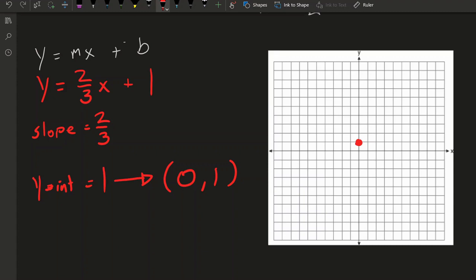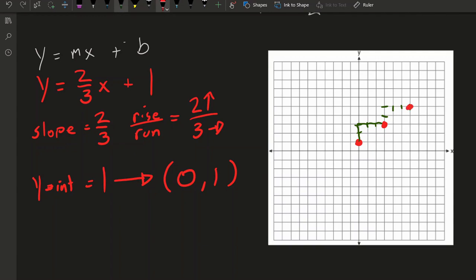Now that I know that, I can take my slope, which I know is rise over run, and that's going to turn into go up 2 and right 3 from my starting point. From my starting point, I'm going to go up 1, 2, and then I'm going to go right 1, 2, 3, and then that's where I'm going to get my next point. And then again, just to make sure I've got a straight line, I'm going to go up 2 and right 3, and that'll be my next point.